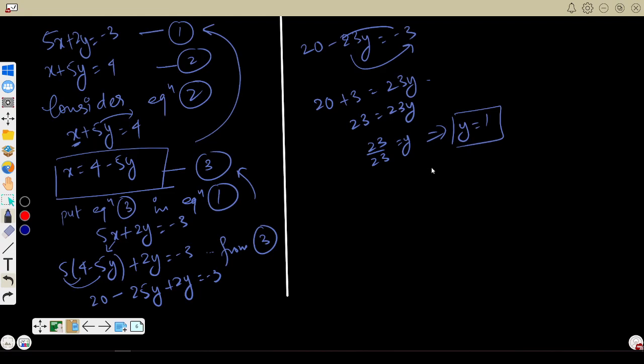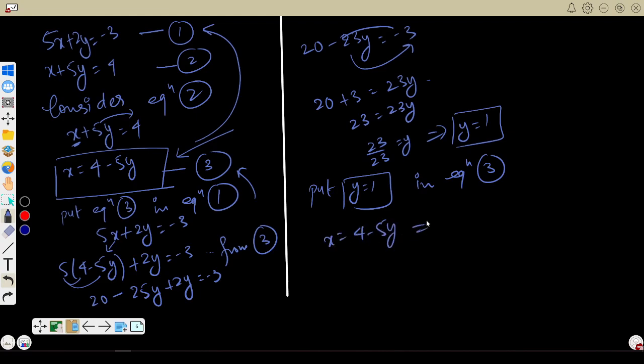So we have the value of y now, that is 1. So we need to find the value of x. But if you observe equation number 3, we have a separate equation for variable x. So in this equation, I will put y is equal to 1 in equation number 3. I'll copy the equation. X is equal to 4 minus 5y. This implies x is equal to 4 minus 5 into 1. So this will be 4 minus 5, which is x is equal to minus 1. I hope the solution is clear to you.